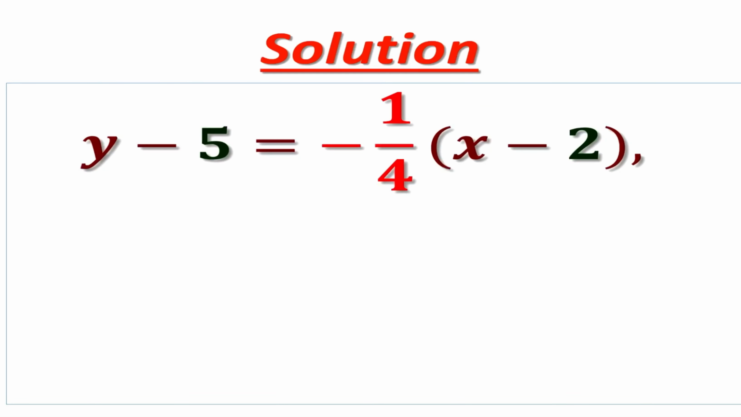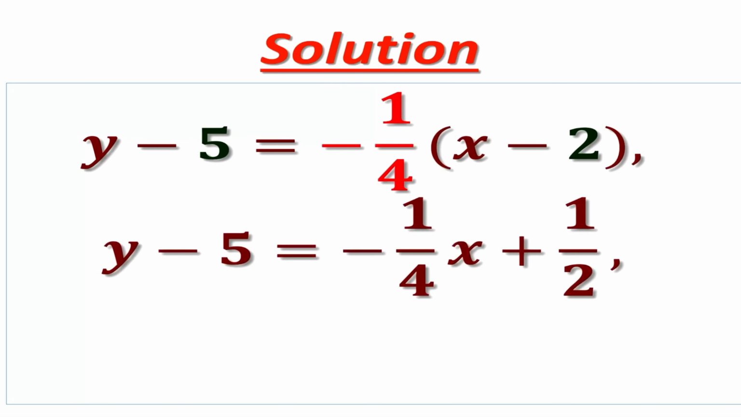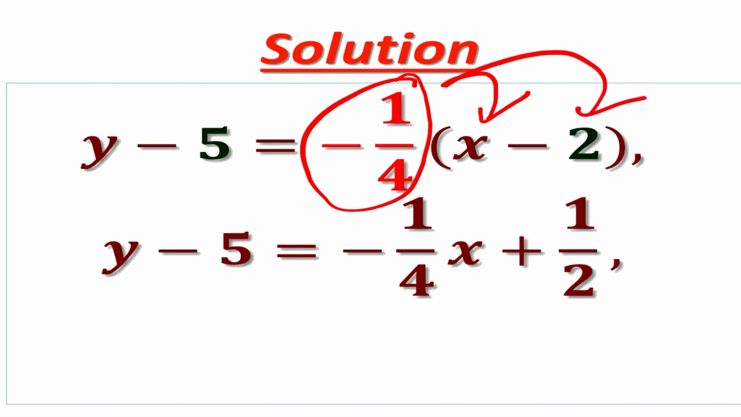So it becomes y minus 5 equals negative a quarter times x minus 2. And you want to just distribute everything out and collect like terms in order to get your equation in the form y equals mx plus b. So by distributing negative a quarter to this parenthesis, we will get negative a quarter x plus a half on the right side, keeping the left side as is at this point.